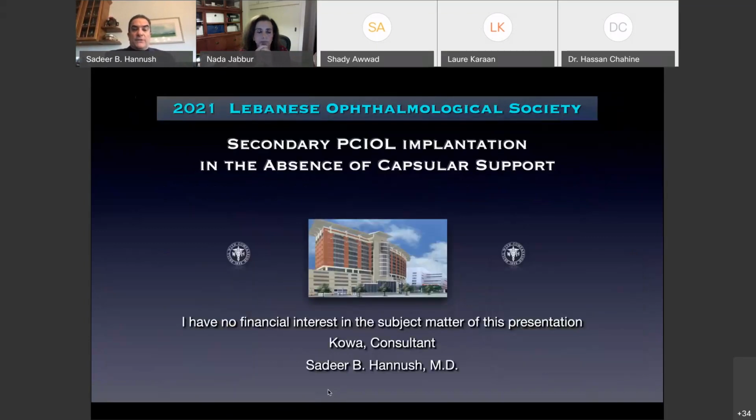I have no financial interest in the subject matter of this presentation. I am a consultant for COA. This will not come up in today's conversation. COA, as you know, makes a product called Glanatec, which is a Rho kinase inhibitor, Ripasudil, which we are using with Descemet stripping only, without endothelial keratoplasty.